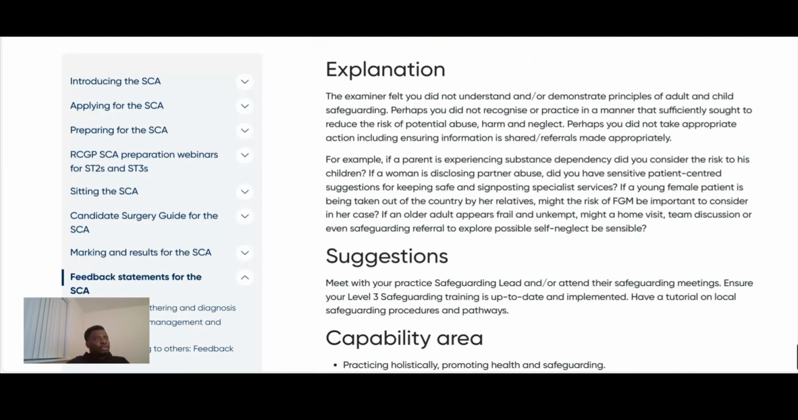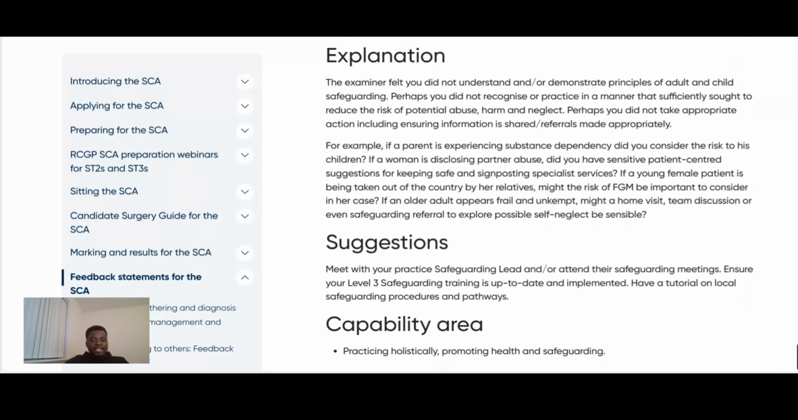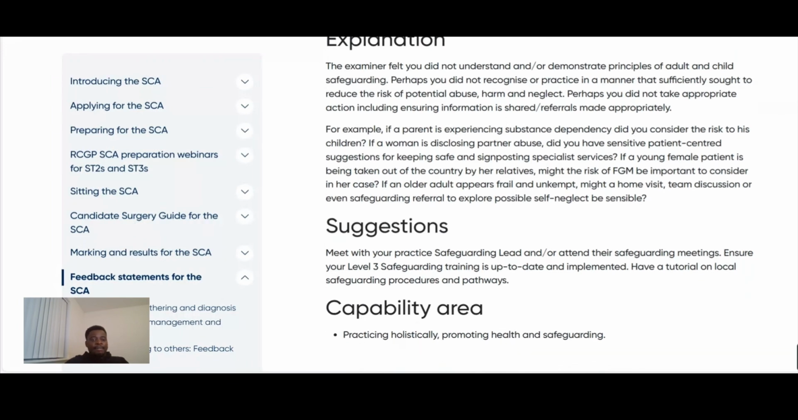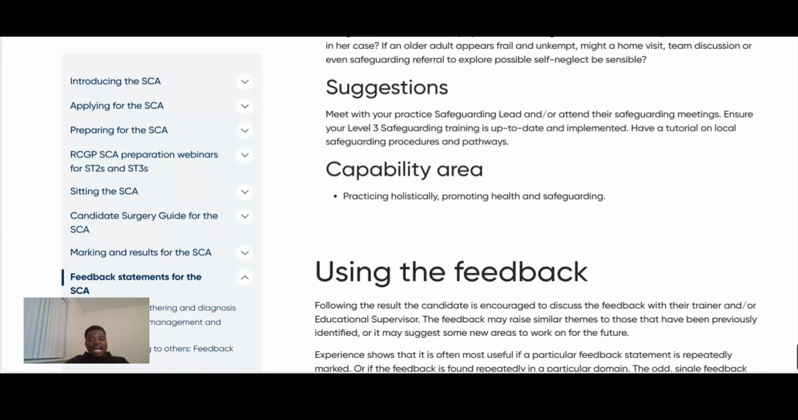And if a person comes to the surgery and they look frail, they look unkempt, they look like they are not feeding well, it's only right that we're highlighting whether a case of neglect might be going on in here or not. And the suggestion as per the college is to meet your practice's safeguarding lead and to attend a few safeguarding meetings to ensure that your level 3 safeguarding in terms of the adult and the child are not only up to date, but they are also documented, and to also possibly have a tutorial on the local safeguarding procedures and pathway for your area. Guys, those will be the feedback statements for the SCA exams, and those will be exactly what the examiners are looking for.